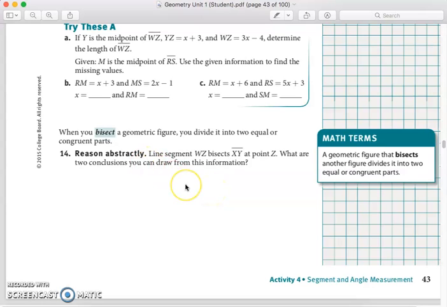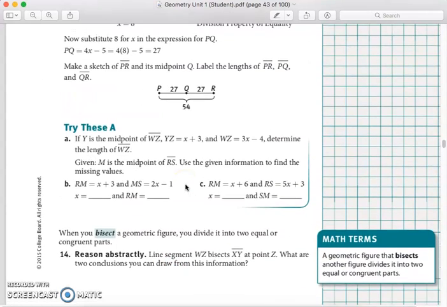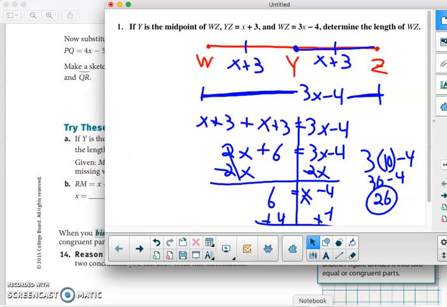Alright, so part 3 here. We've had a nice little break. So we just finished problem A on the try these, and we got an answer of 26.